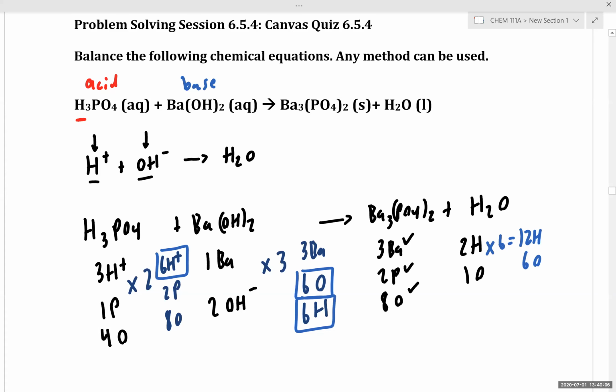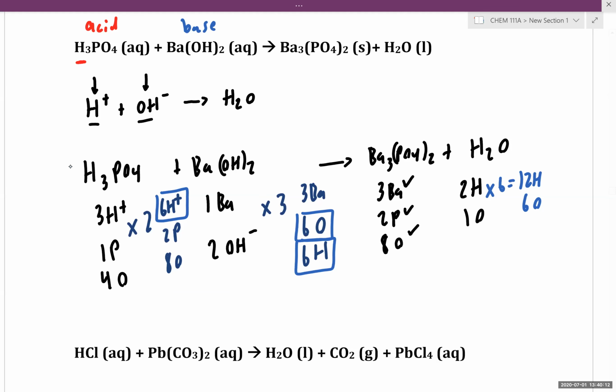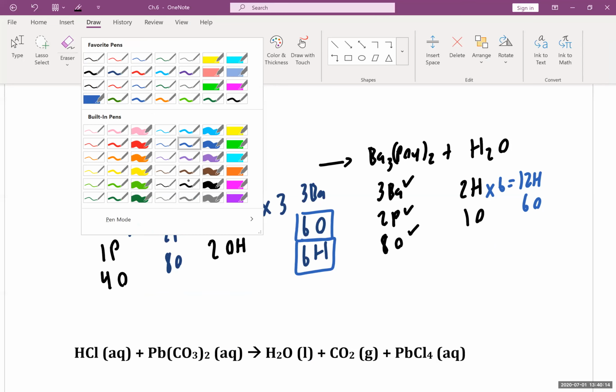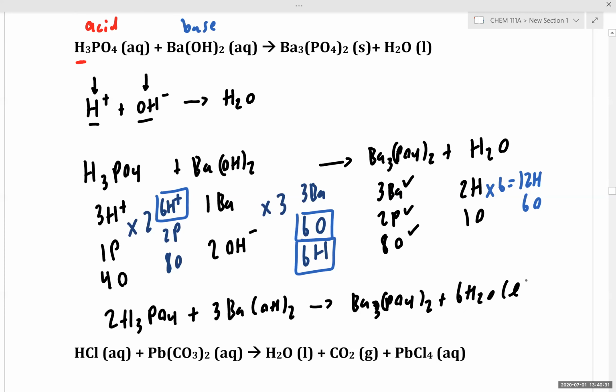Just to make sure that everything is truly balanced, let's write in our coefficients and count the total number of atoms of each element. So we have 2 H3PO4 plus 3 barium hydroxide leads to barium phosphate plus 6 H2O.